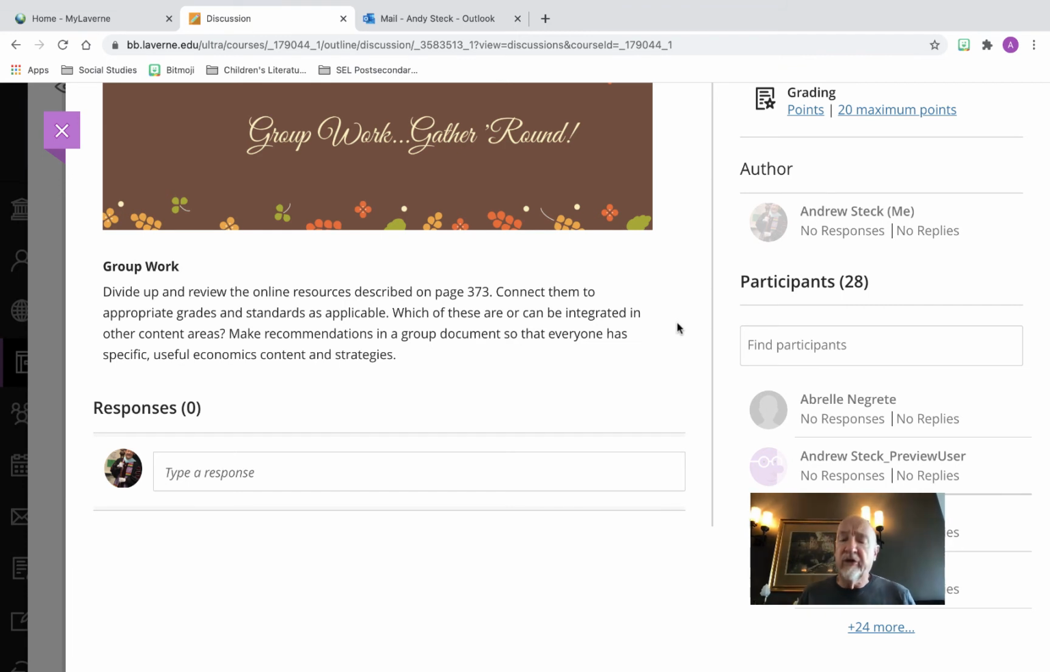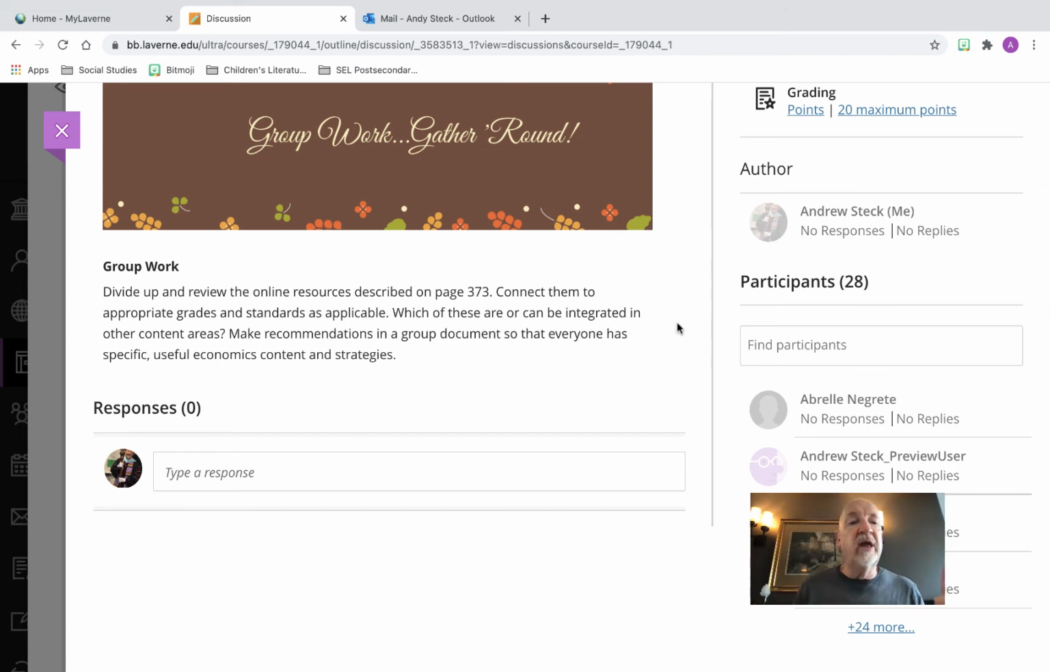The directions this week say divide up and review the online resources described on page 373 in the textbook to connect them to appropriate grades and standards as applicable. Which of these are or can be integrated in other content areas? Make recommendations in a group document so that everyone has specific, useful economics content and strategies.